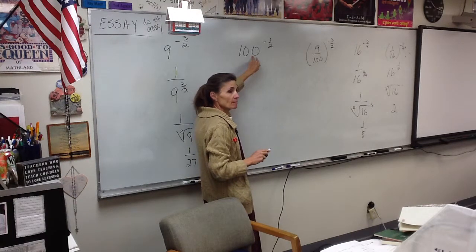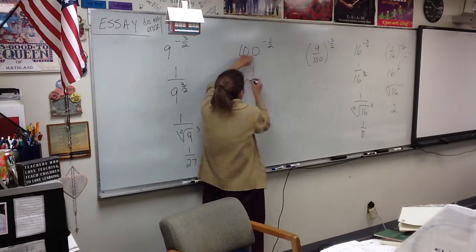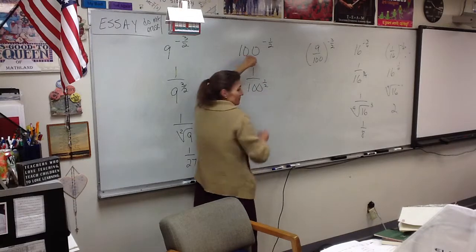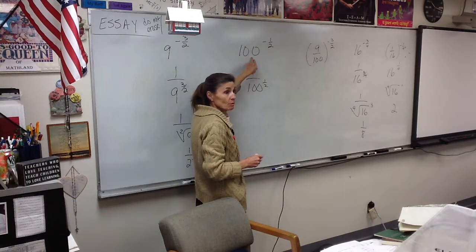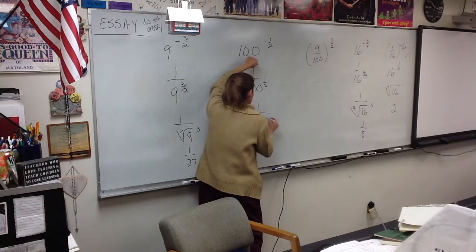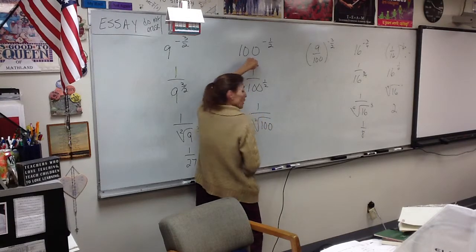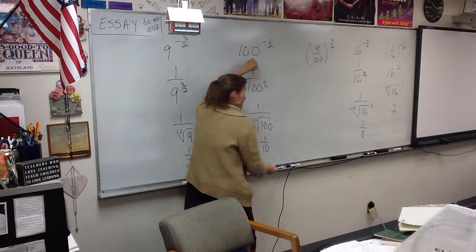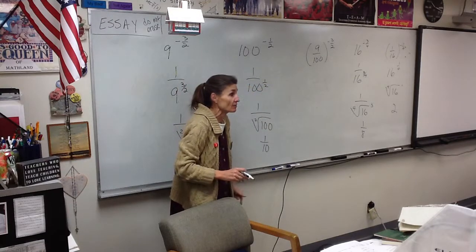Next. Who got that? Flip it. 1 over 100 to the 1/2. What does 100 to the 1/2 mean? The square root of 100, which is 10, so the answer is 1/10. Did everybody get 1/10? Yeah.